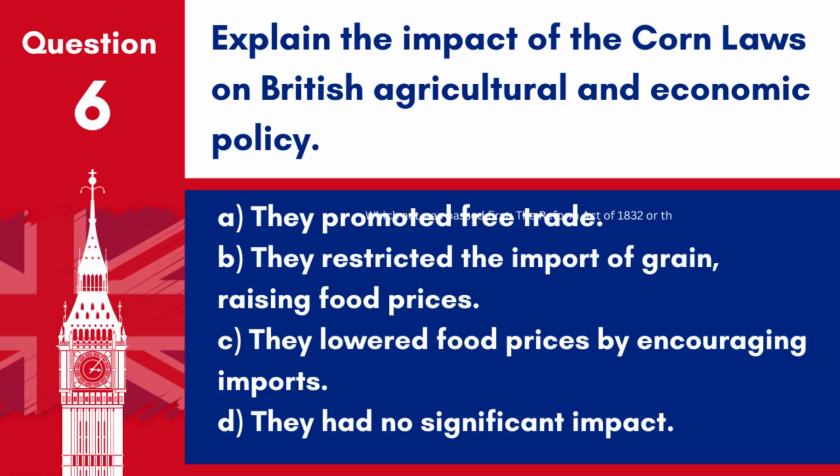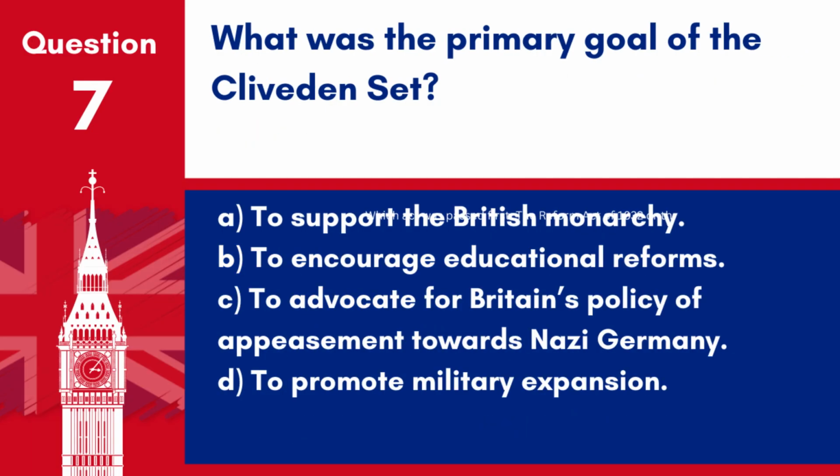Answer: B. They restricted the import of grain, raising food prices. The Corn Laws, enacted in the early 19th century, were tariffs and restrictions on imported grain designed to keep grain prices high, benefiting domestic producers but raising food prices. Question 7. What was the primary goal of the Cliveden Set?